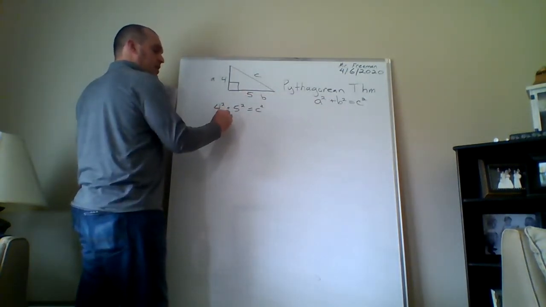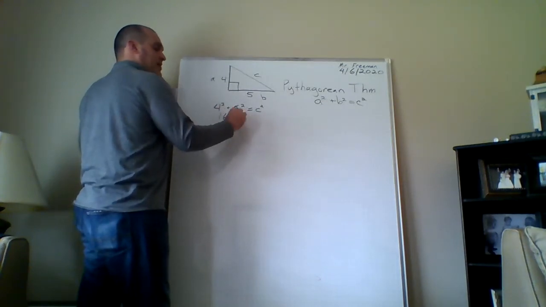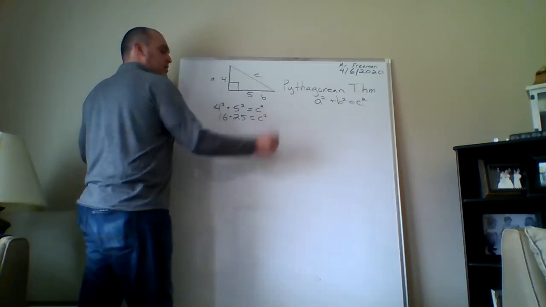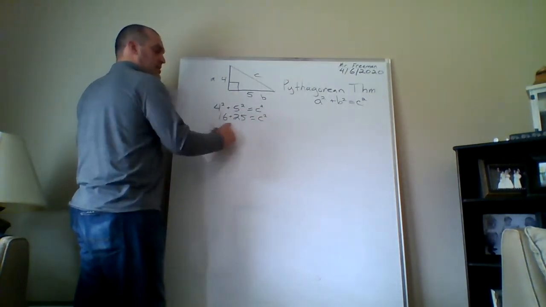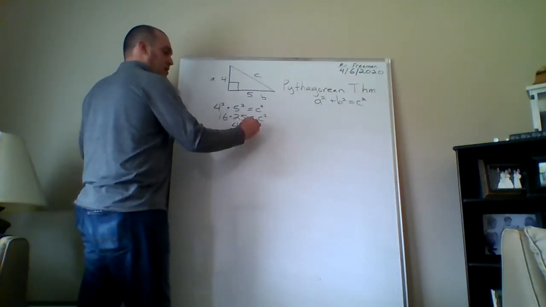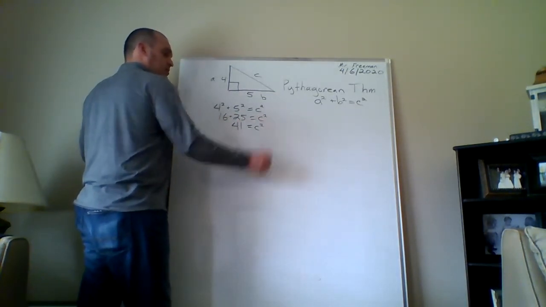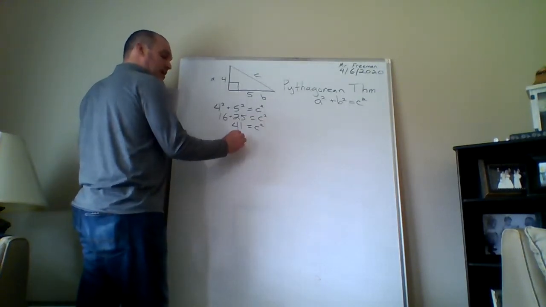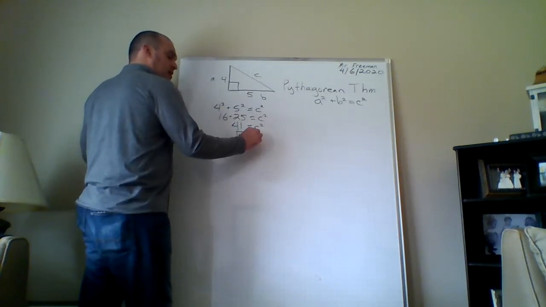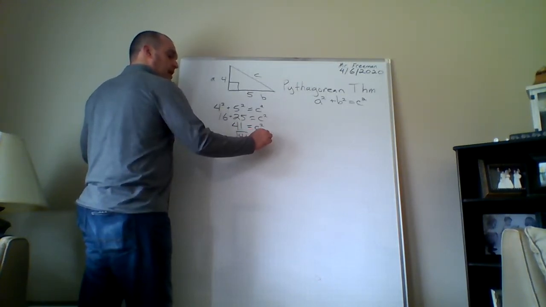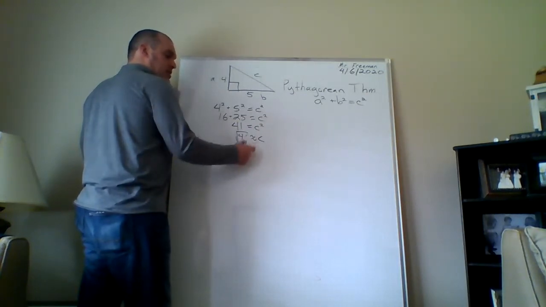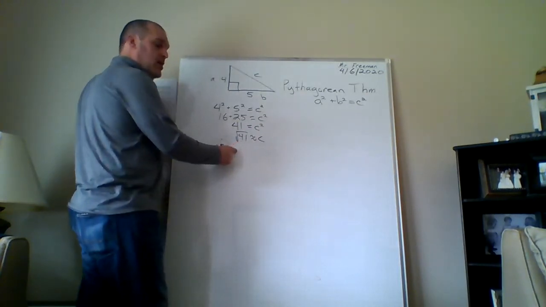That means 4 squared is 16, 5 squared is 25, and that's going to equal my C squared. Well, what's 16 plus 25? That's 41. That is equal to C squared though. And if we want just C, we would have to take the square root of this number. If you use your calculators, you can find out what the square root of 41 is.